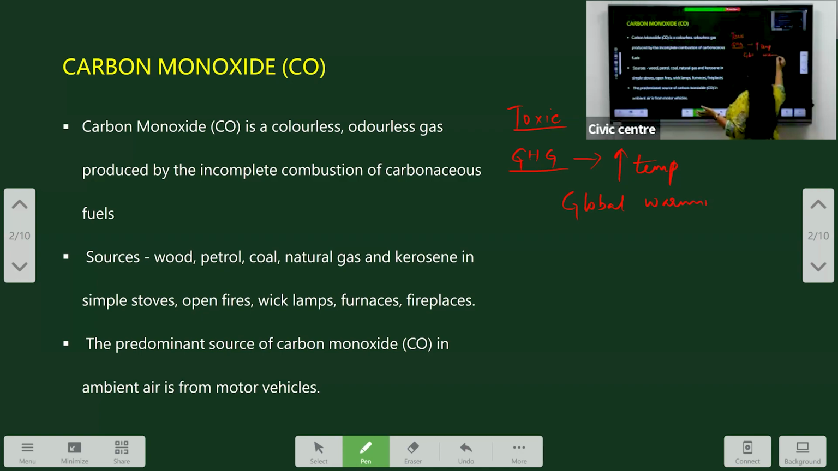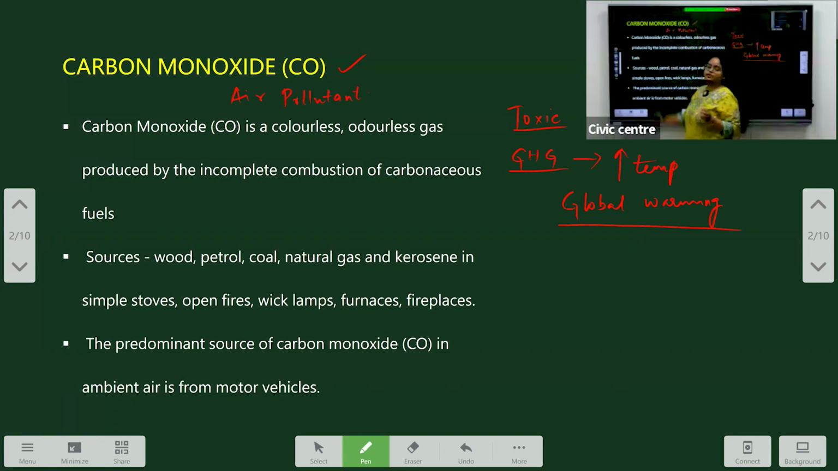So air pollutants necessarily do not raise the temperature of the Earth's surface and they do not cause global warming, but are harmful to human health or the entire ecosystem. Right. Now, after knowing the difference, let's begin with carbon monoxide. Carbon monoxide is not a greenhouse gas, but it is an air pollutant.